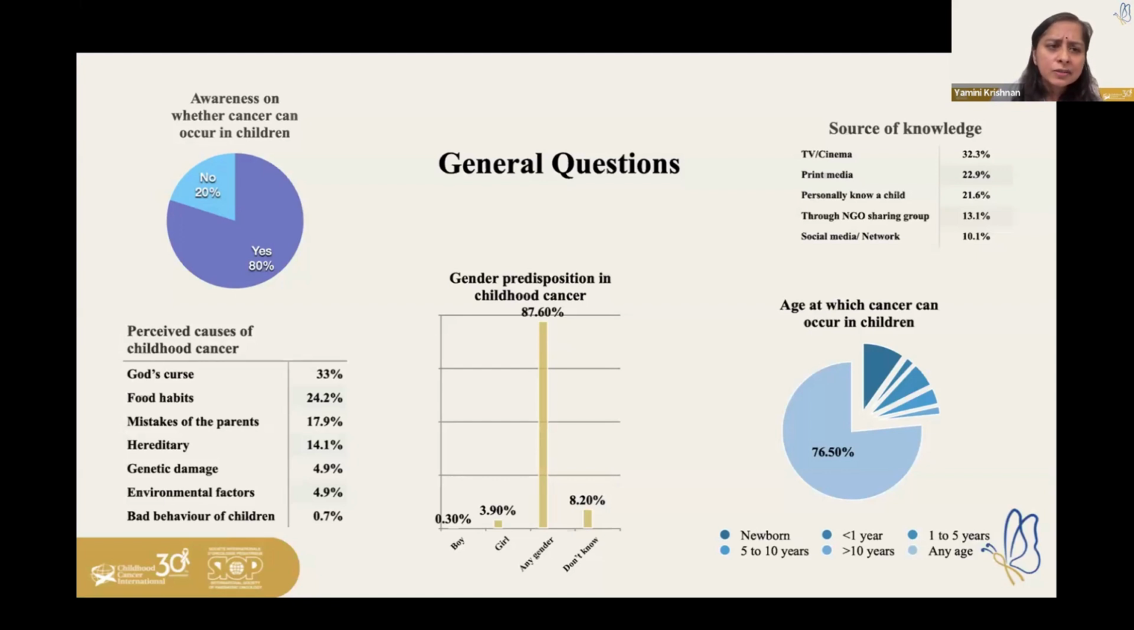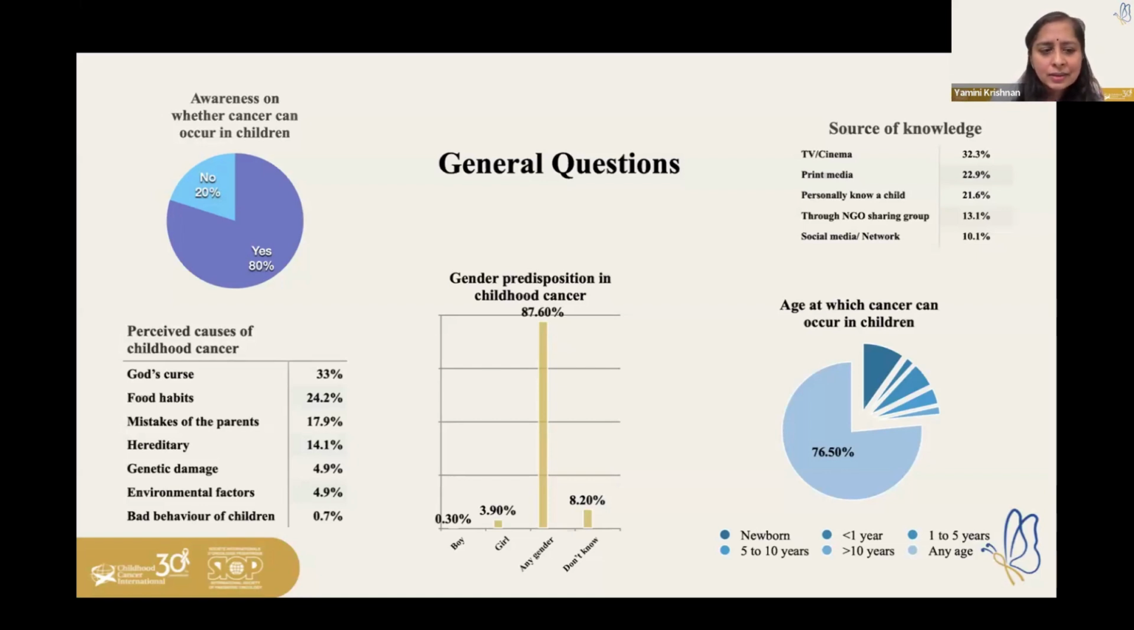If you see, awareness of pediatric cancer was there in the community. A good amount of people did know about pediatric cancer, and the gender predisposition, as any girl, boy, child, all of them were predisposed to cancer. Any age could be affected by cancer. All these were very well understood by the community.